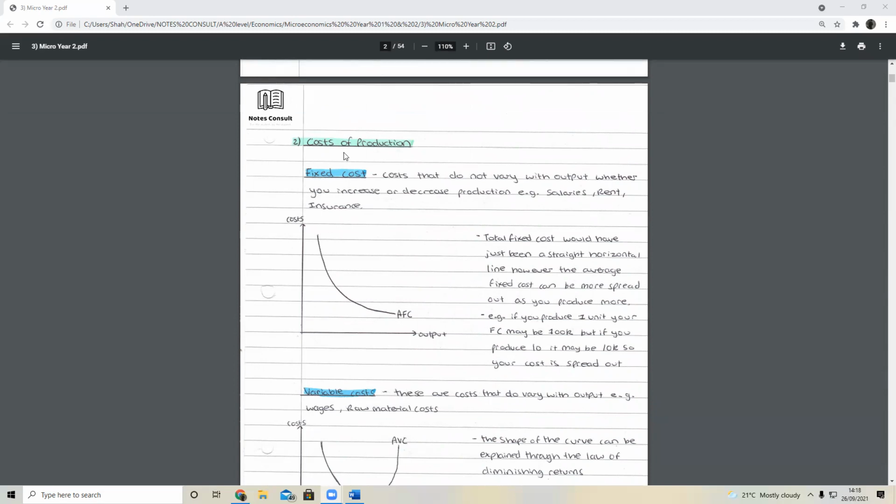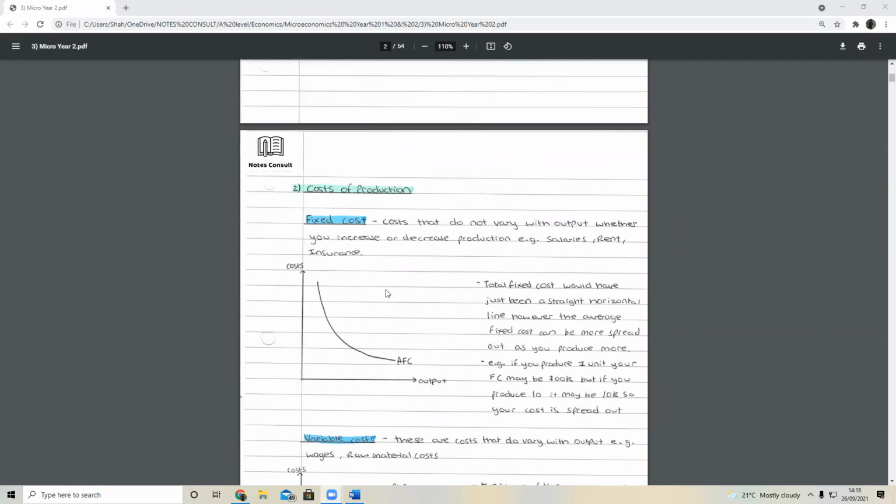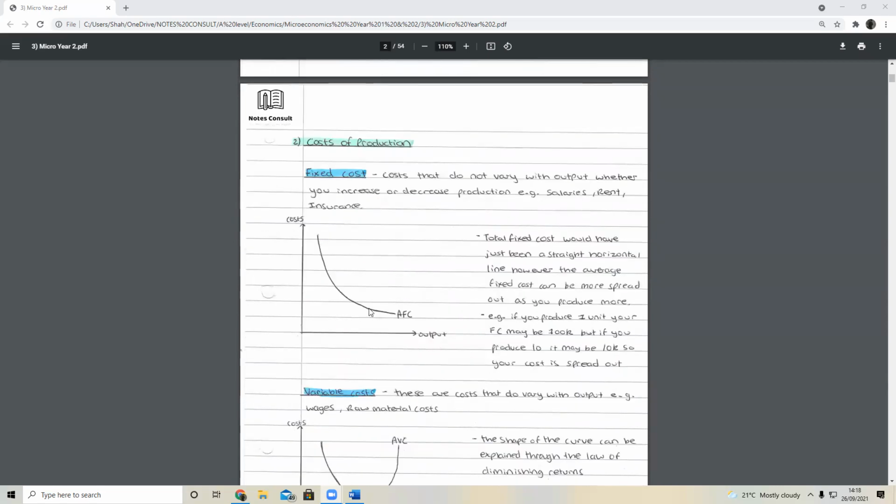Let's look at the cost of production now. So what we're going to find is that a lot of these micro diagrams, they're a bit sophisticated and they are created through using a lot of curves. There's two types of curves that we're going to look at. We're going to look at cost curves, which is what we're looking at here. And then later on, instead of cost, we're going to look at revenue curves.